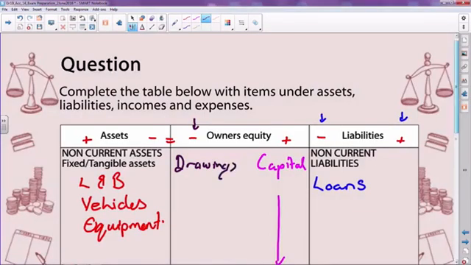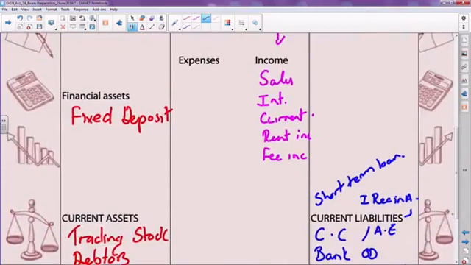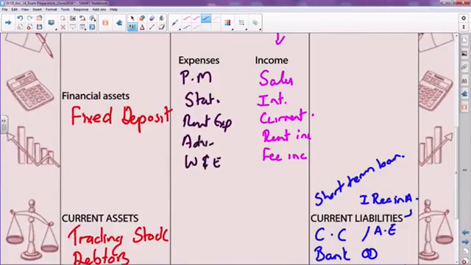And let's go and see if you can list a few expenses. I'm just going to do it quickly. You have your packing material, you have stationery, you have your rent expense. You can have advertising. You can have water and electricity. You'll have interest on loans. What else? You have debtors, allowances. You have your cost of sales.